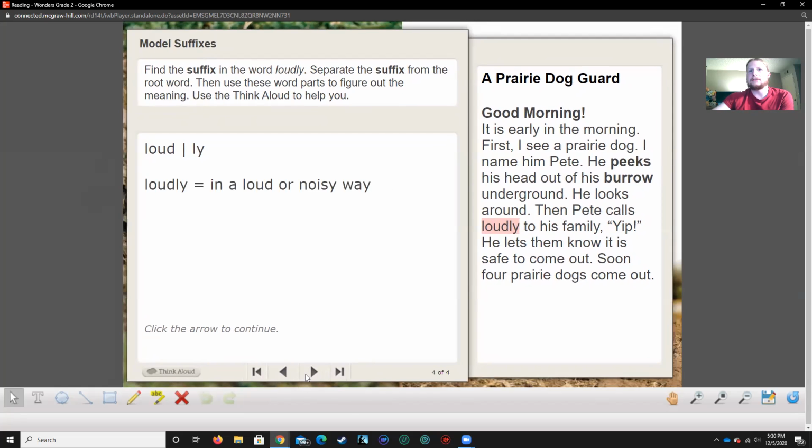So let's go ahead and look at the next part. So loudly means in a loud or noisy way. So loud means loud or noisy, but ly makes it in a loud or noisy way. So if I play, that means I go outside and play, so I can play basketball. But if I play ly, playfully, then I'm doing something in a playful way. Or if I have careful, careful just means careful, but carefully means in a careful way. Let's look at the next one.